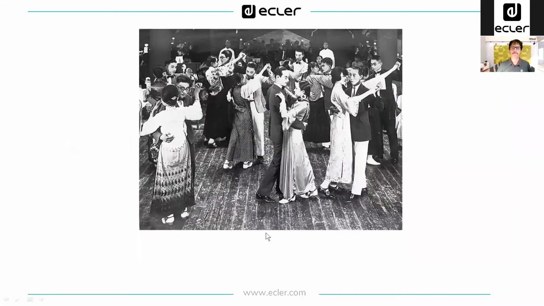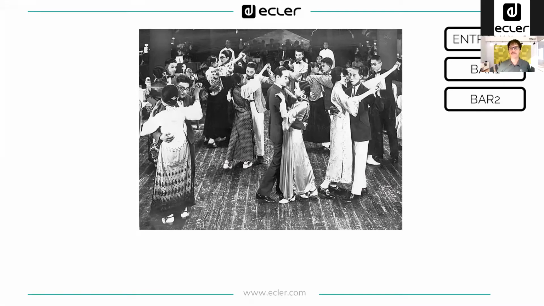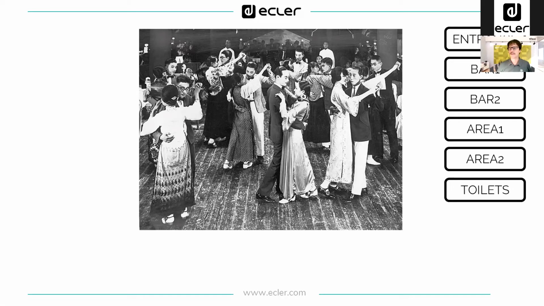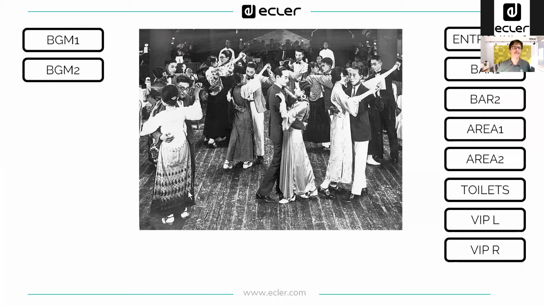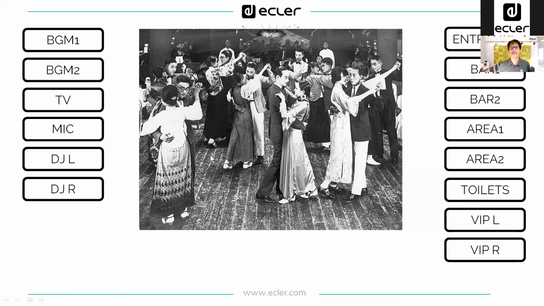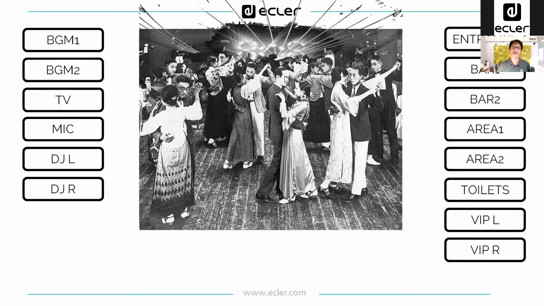Okay, let's think about an example. Let's think about a club with many areas: the entrance, bar 1, bar 2, area 1, area 2, and toilets and VIP. Maybe with a PA, so you've got a stereo, VIP, and we've got background music. We've got a microphone as well, TV, a DJ that comes sometimes, and sometimes it's just the background music, and sometimes comes the DJ.